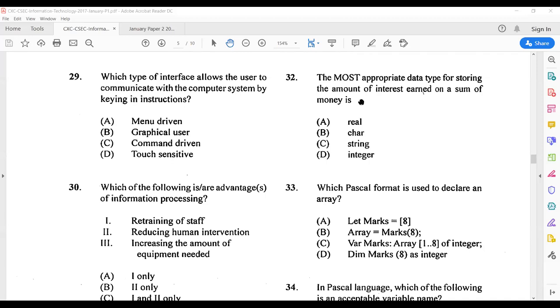So we have there a number, so we're looking at between integer and real. Character and string are out because there will be no letters involved, right? Now, given that we're dealing with monetary value, it will have dollars and cents, which means you want a decimal, or numbers after the decimal point. So the answer for this would be real, as integer only stores whole numbers. So the answer for 32 is E, real.